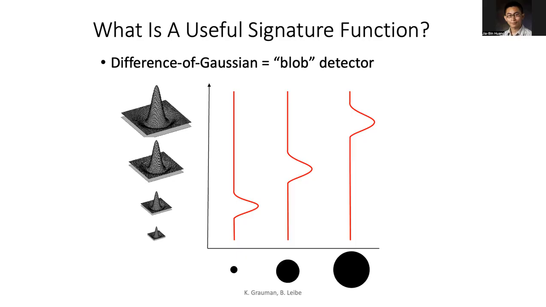Okay, so basically the idea so far is that we can use a filter to detect a scale. Basically, that's the main idea behind this. And that filter we use is called difference of Gaussian. Right? It looks like this.